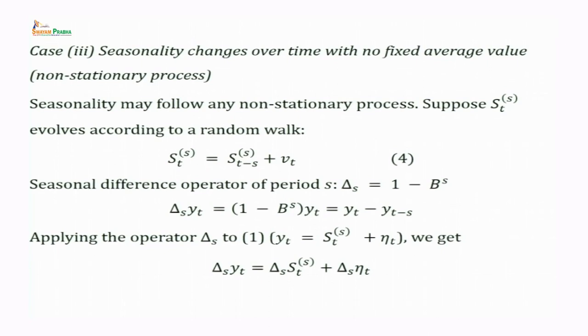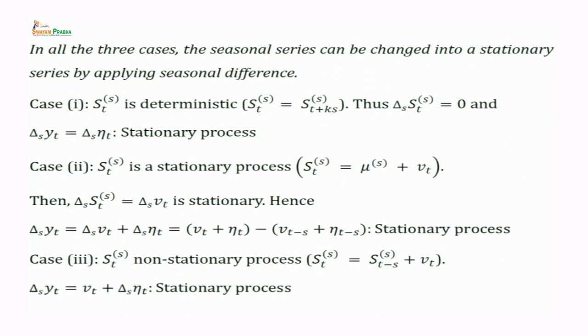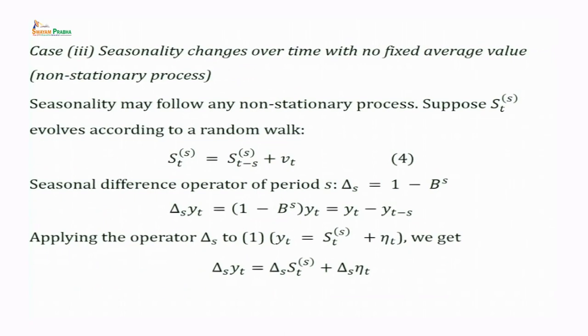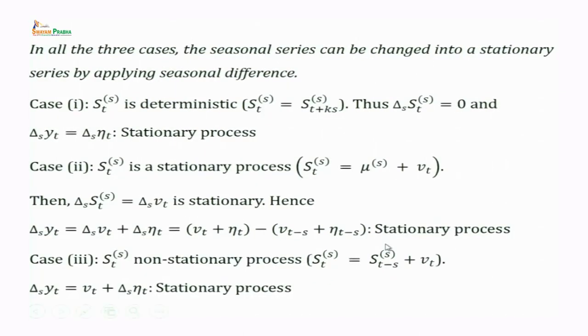So, we obtain a stationary process. Actually, if you take this difference, then we obtain a stationary process. Delta s STS is equal to Vt, this is stationary, and delta s eta t is also stationary. So, in all the three cases, the seasonal series can be changed into a stationary series by applying seasonal difference.